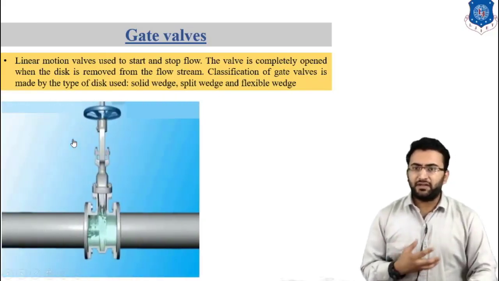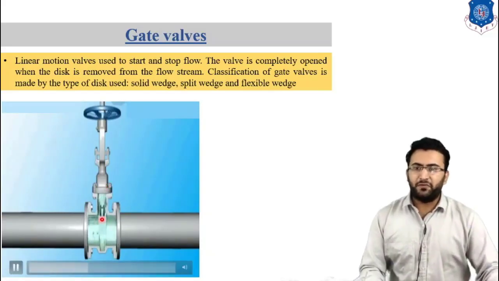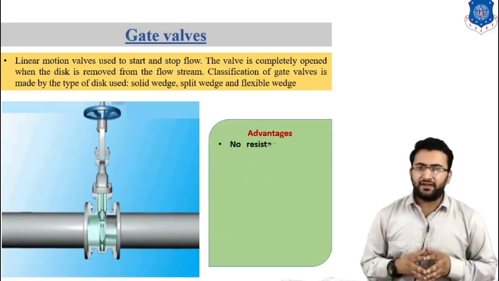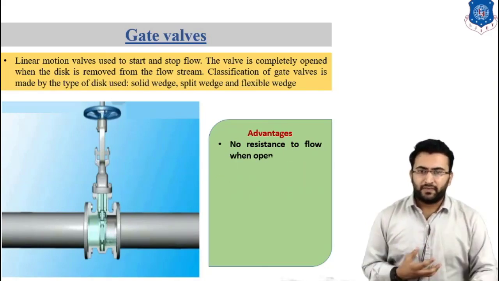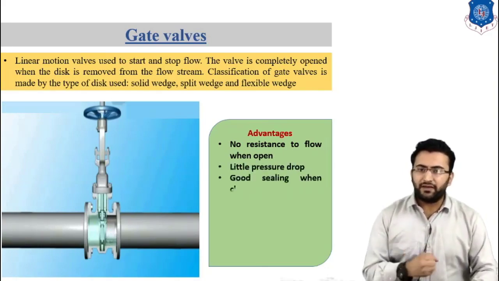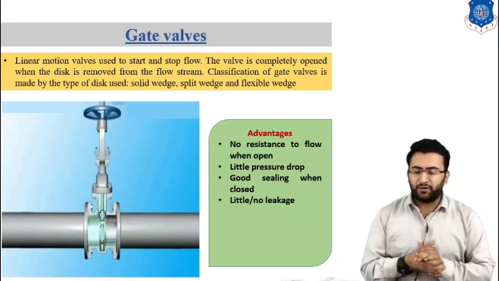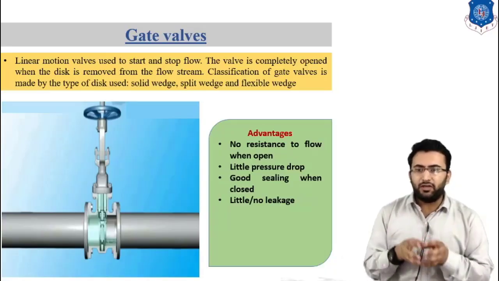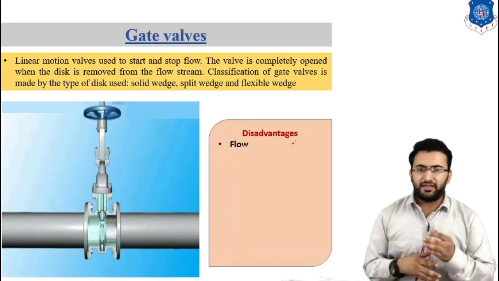So let's see how the gate valve works. This is one gate valve and this is the disc which fully opens and fully closes during the operation. There are various advantages of gate valve. In gate valve, there is no resistance to flow when the valve is open, or we can say that there is little pressure drop during the operation of gate valve. Gate valve provides good sealing when it's closed, and there is little or no leakage in gate valve. Now let's talk about disadvantages of gate valve.